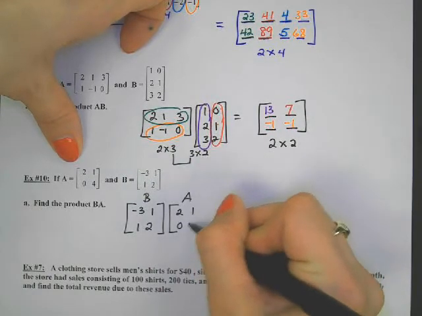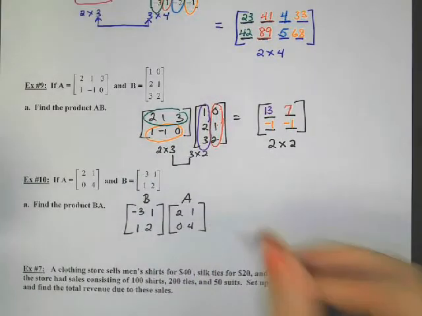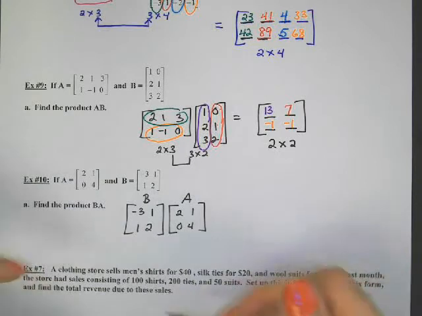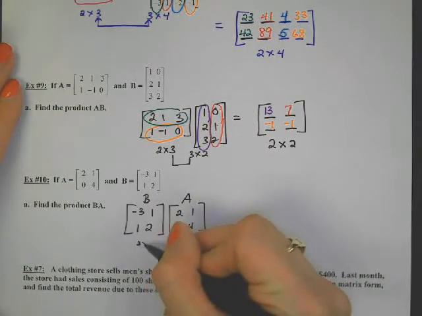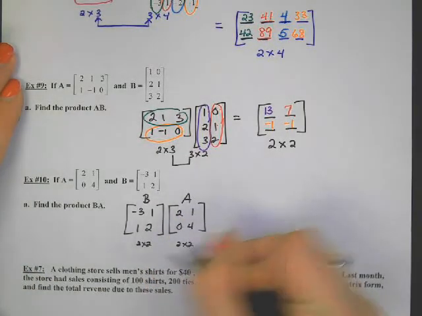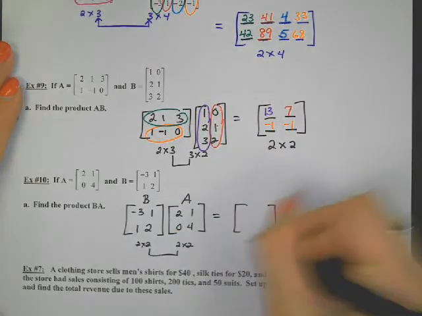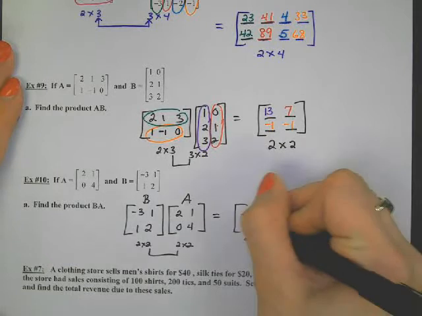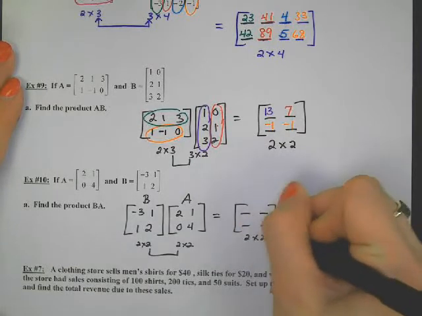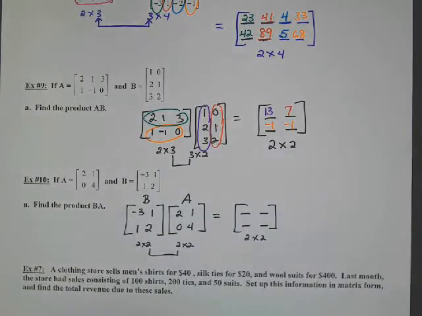Does the order of things really matter? Absolutely, because the columns and the rows have to match up just the right way. This is 2 by 2, and this is 2 by 2. So yes, they can be multiplied this way, and our answer is going to be 2 by 2. Why don't you go ahead, pause this video, and see if you can try some matrix multiplication.